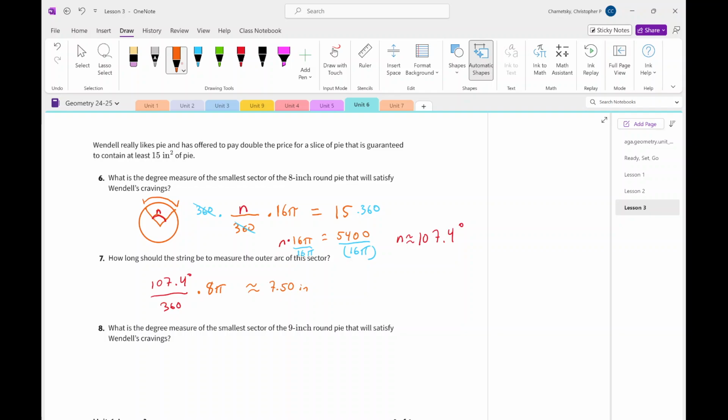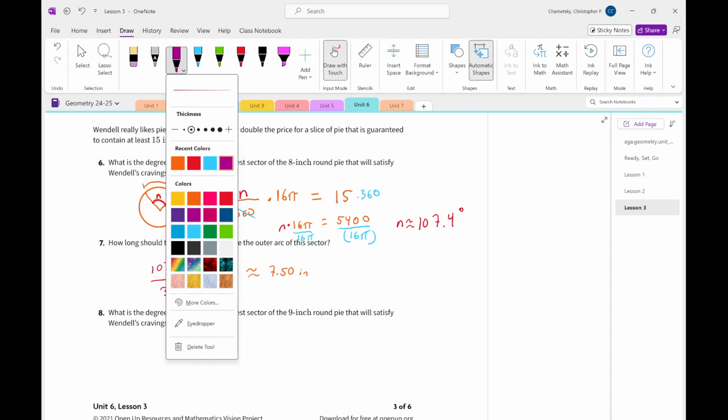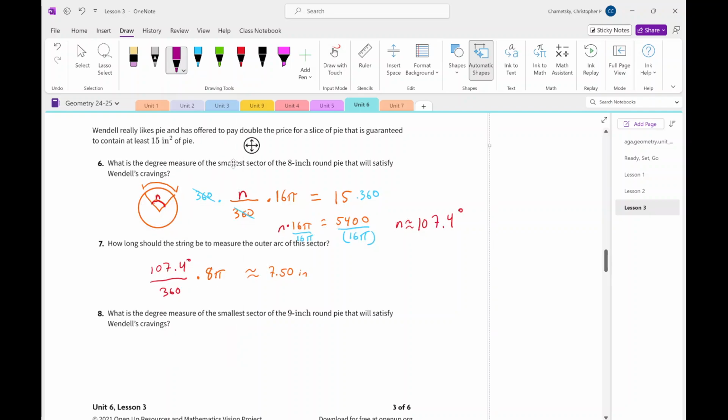Okay. Why don't you pause? Try number 8. We're going to do the same thing, but we're going to be working on the 9-inch pie. So see if you can figure out question number 8. Okay, let's see how this works out. So again, we don't know the angle. Let's draw our picture here. We have our bigger pie now.